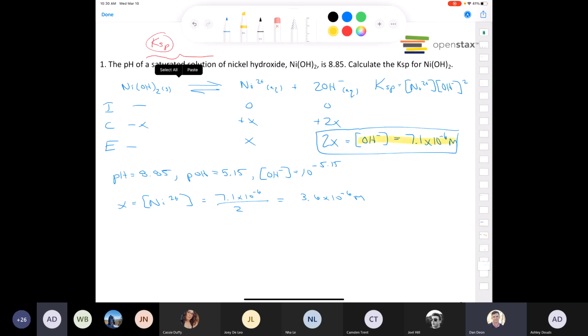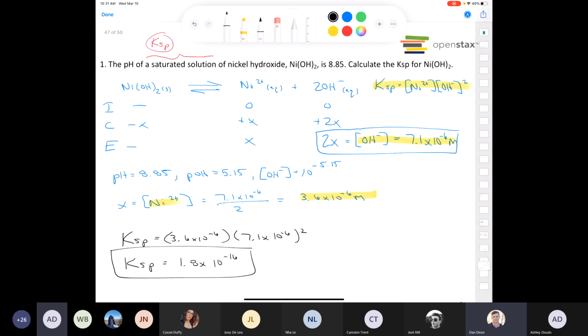We've got the concentration of hydroxide, we've got the concentration of nickel ions, and we have our KSP expression. And so we write that KSP is going to be equal to 3.6 times 10 to the negative 6 multiplied by 7.1 times 10 to the negative 6, and you square the whole thing, and we get that KSP is going to be equal to 1.8 times 10 to the negative 16. There we go. And there's our KSP.